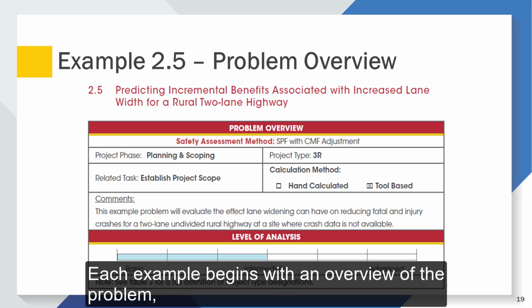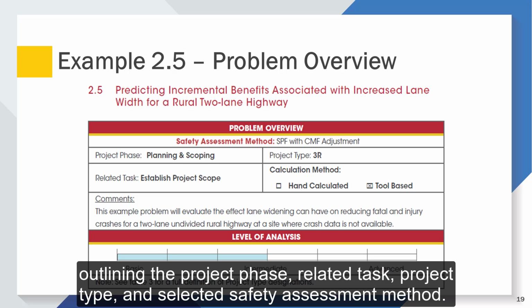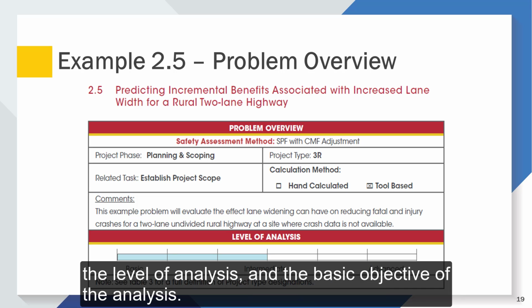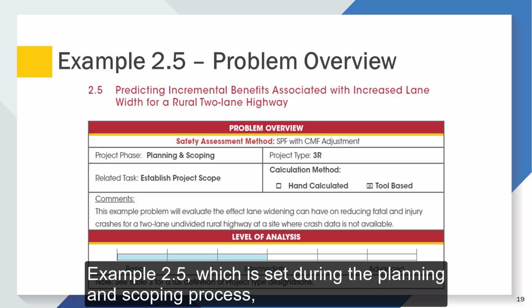Each example begins with an overview of the problem, outlining the project phase, related task, project type, and selected safety assessment method. In addition, the problem overview provides information pertaining to the calculation method, the level of analysis, and the basic objective of the analysis.